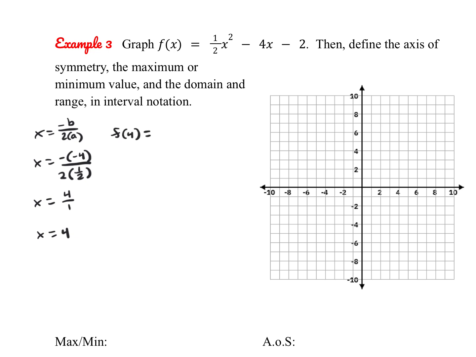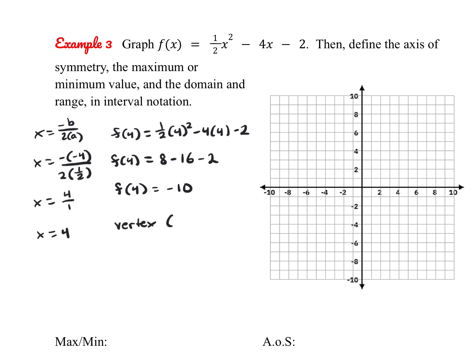Let's plug that in to our function to find the y value. So here, 4 squared is 16. 16 times 1/2 is 8. And then here we have minus 16 minus 2. So we can see here that f of 4 is negative 10. All right, so our vertex is 4, negative 10.